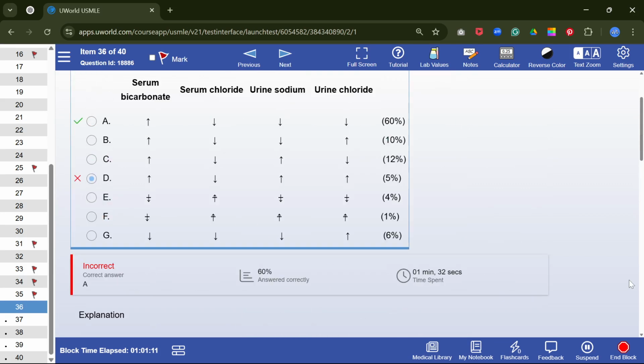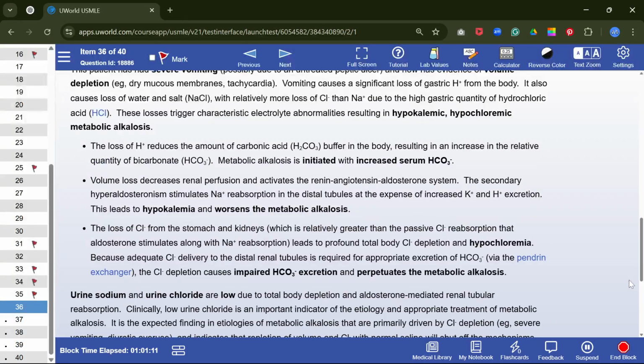The loss of chloride from the stomach and kidney leads to profound total body chloride depletion, that is hypochloremia. Because adequate chloride delivery to the distal renal tubule is required for appropriate excretion of bicarbonate via the pendrin exchanger, chloride depletion causes impaired bicarbonate excretion and perpetuates metabolic alkalosis.